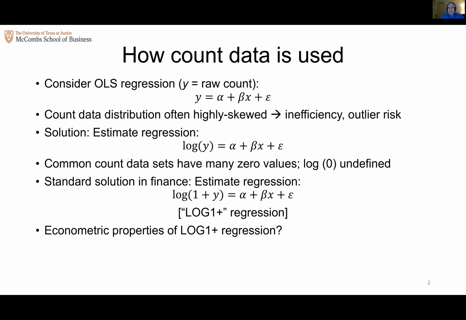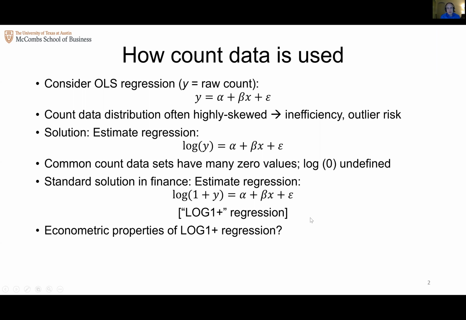The problem, though, is that, as I mentioned, count data sets often have lots of zeros. If you look at the corporate patenting data, 30 to 40% of the observations are zeros in many cases. The problem, of course, is that the log of 0 is undefined. So the standard approach that people take to get around this problem is they will just add 1 to the count variable before they take the log. And so then you'd estimate a regression where the dependent variable is the log of 1 plus the count variable, and then you've got a bunch of covariates on the right-hand side.